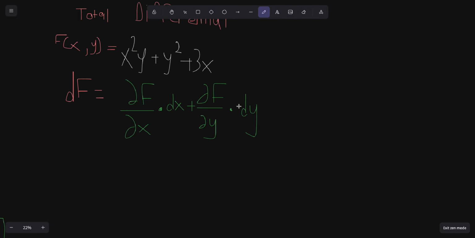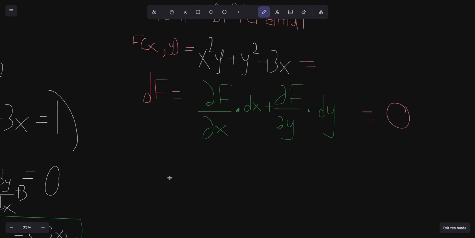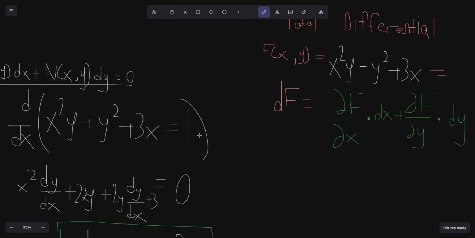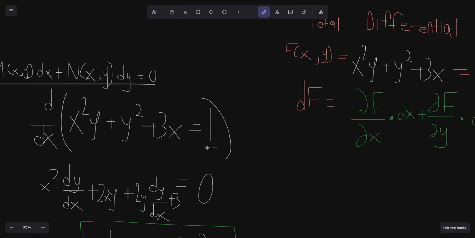Now we know that this total differential right over here is going to be equal to 0. Why is that? Well, remember back to the original equation that we have. We're basically saying that our multivariable function right over here is equal to a single value. It's equal to a height of 1.